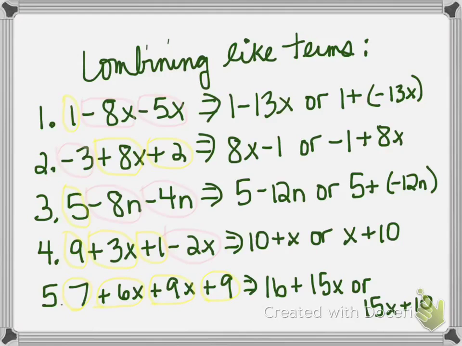The third one is 5 minus 12n, or 5 plus a negative 12n. The next one is 10 plus x, or x plus 10. And then 16 plus 15x, or 15x plus, that should be a 16, I'm sorry about that. And it's too late to fix it, so just understand that 7 plus 9 is 16. So sorry about that mistake right there. That should be a 16.